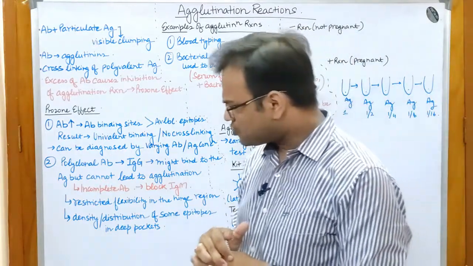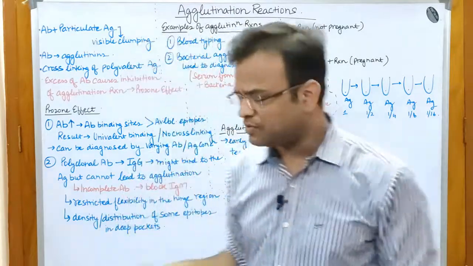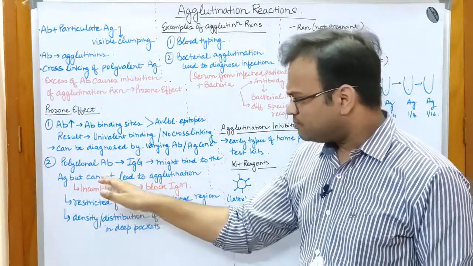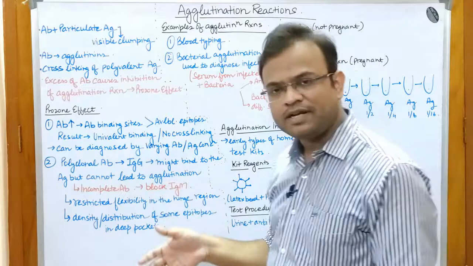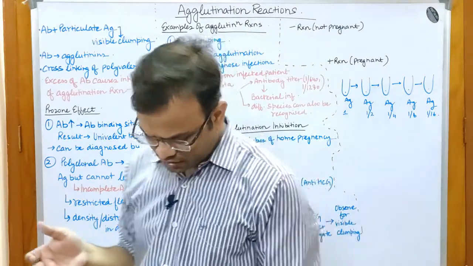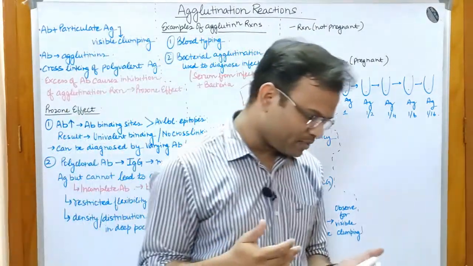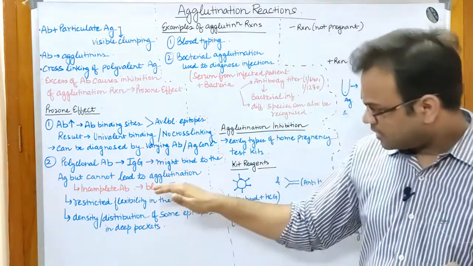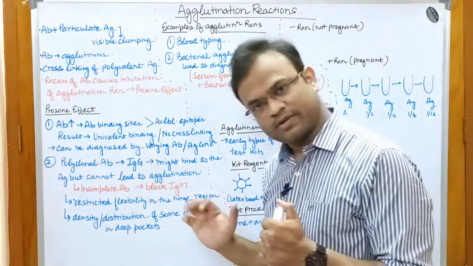Why? Because there can be two reasons. I would be coming to that. But these types of antibodies that are binding to the antigens but are not resulting in agglutination reactions are called incomplete antibodies, right?